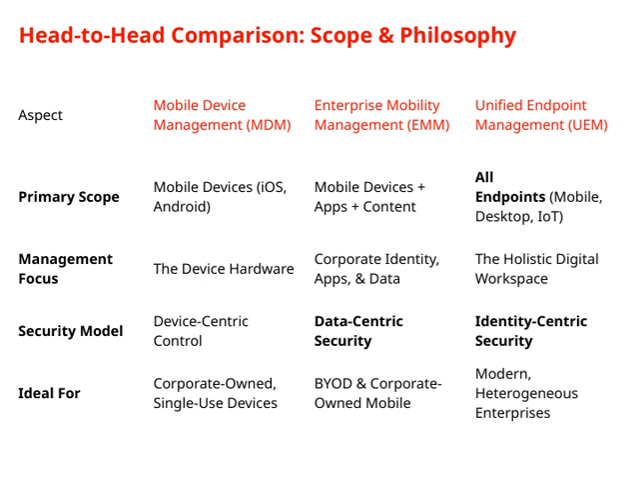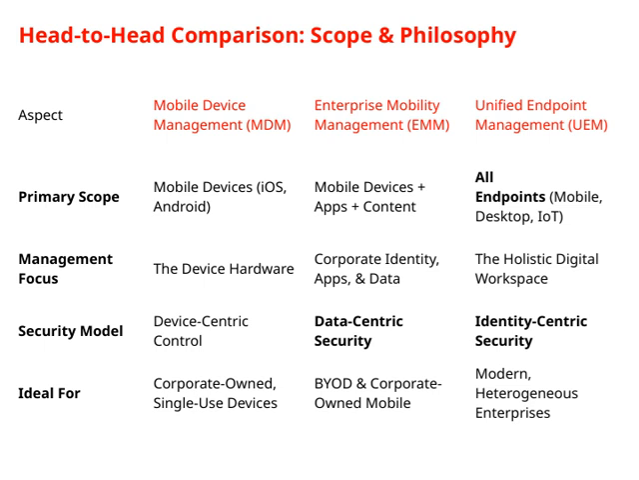Looking at the security models, MDM is device-centric, meaning security policies are tied directly to the device hardware. EMM adopts a data-centric security approach, focusing on protecting the information regardless of where it travels or how it's accessed. UEM emphasizes identity-centric security, which centers around user identities and their access rights across all types of endpoints. Finally, considering the ideal use cases, MDM is best suited for corporate-owned, single-use devices, like dedicated kiosks or company phones.